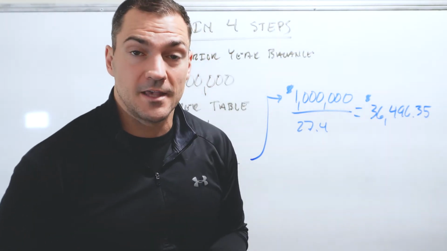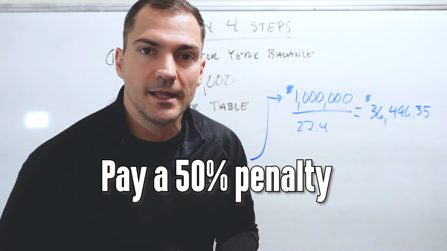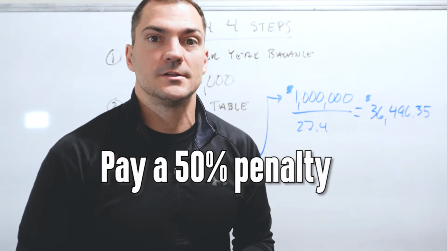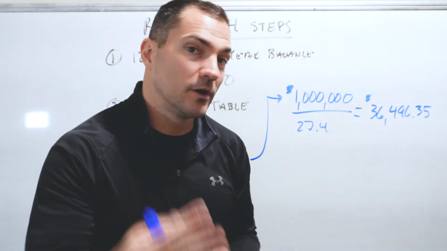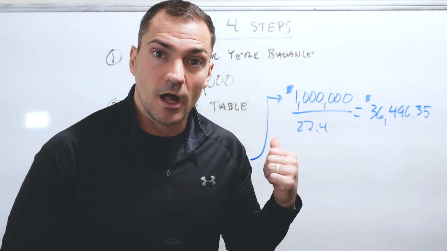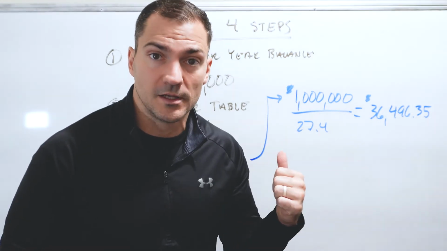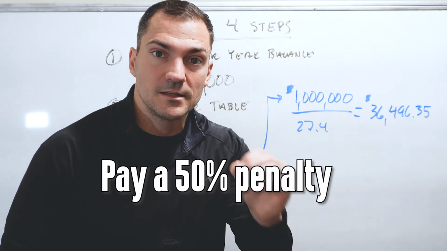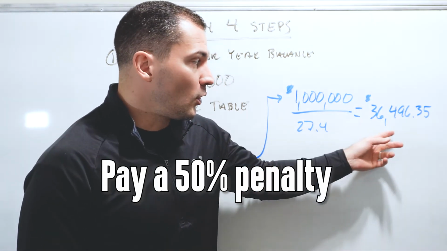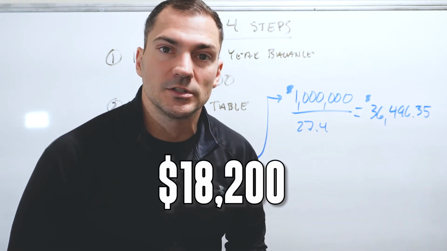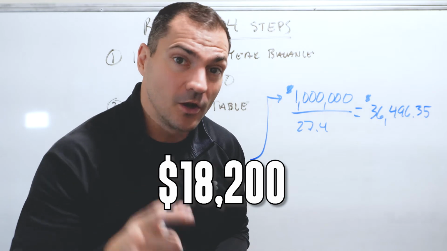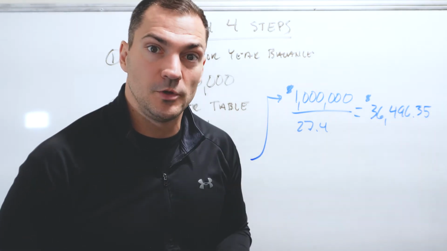If you're late on this, there could be a 50% penalty. I repeat, if you're late on your required minimum distributions and you've done this before, or you don't have a good excuse, or your CPA is not going to go to bat for you, if you don't take it for whatever reason, there's a 50% penalty of the amount that wasn't withdrawn from your IRA. So it could be another $18,200 that you have to pay taxes on as a penalty because you didn't take your distribution soon enough.